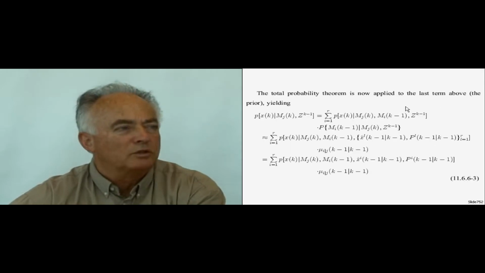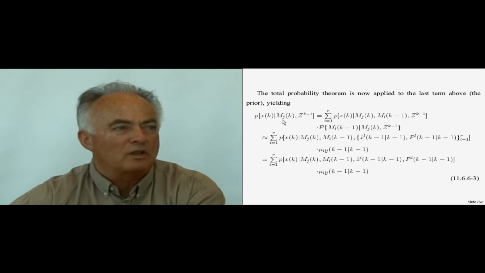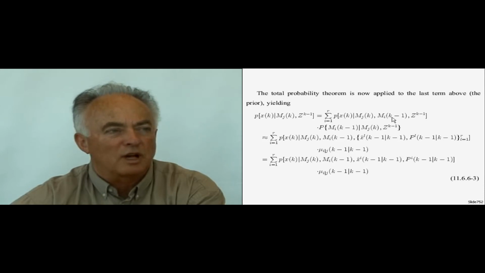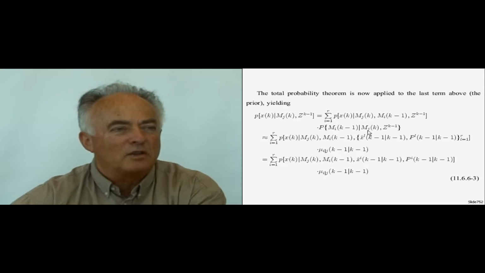Now, the last term, the prior, this is the way we initialize. How do we initialize the filter in a cycle? The density of the state at time k, given that the model at time k is number j, and the past measurements, we do one more decomposition with respect to the previous models, m_i at k minus 1, i going from 1 to r. So what we need here is the PDF of x, given the current model and the previous data, times the probability that at k minus 1 the model was i, given that at k the model is j, and the past data. So this is like a one step back inference.